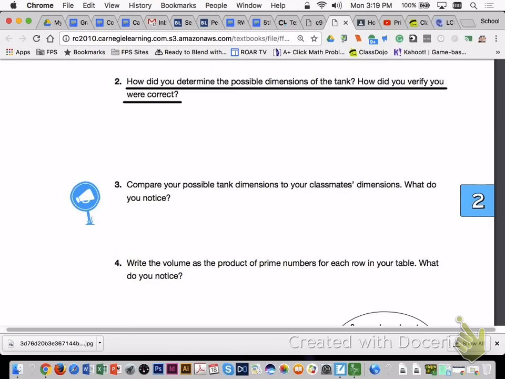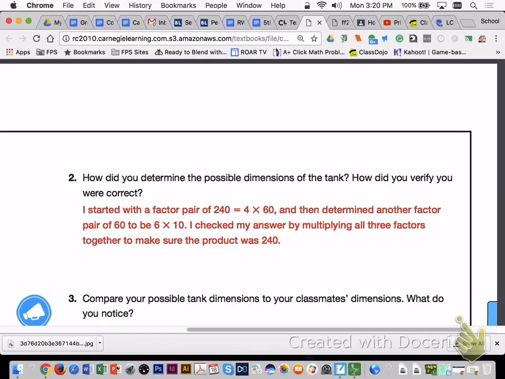Please turn to page 53 and answer number 2 with your group. For number 2, you can start off with any factor pair of 240. For example, 4 times 60. After that, you can then determine another factor pair of 60, which could be 6 times 10. You can check your answer by multiplying all 3 factors.